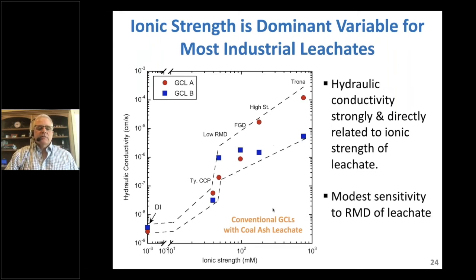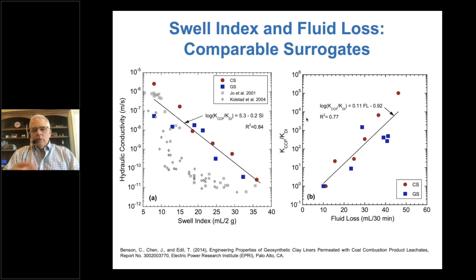For some leachates, it's low. Others, it's much, much higher. And so being able to understand the impact of that chemistry is important. The RMD is important as well, but for most of these ionic strengths, it's the biggest driver. Fortunately, some of the simple tests we have are really handy. The swell index test can be really handy to determine whether we've got a potential incompatibility with a conventional bentonite. This example here is shown with hydraulic conductivity versus swell index measured with D5890.